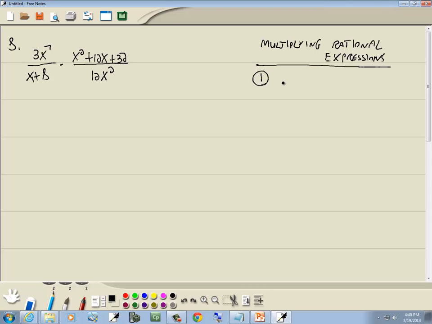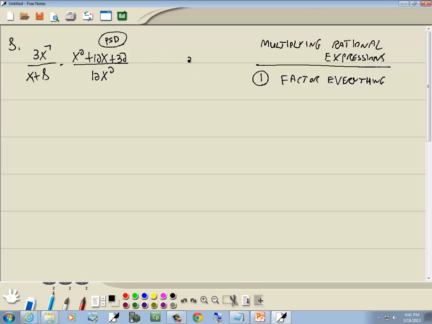First step, factor everything. So factor all of your numerators, factor all of your denominators. Well, the 3x to the 7th we can't do anything with. x plus 8 we can't do anything with. 12x squared we can't do anything with. But this one is the PSD method.